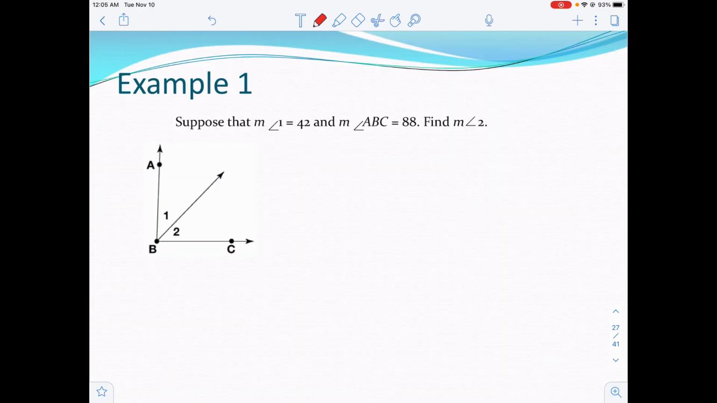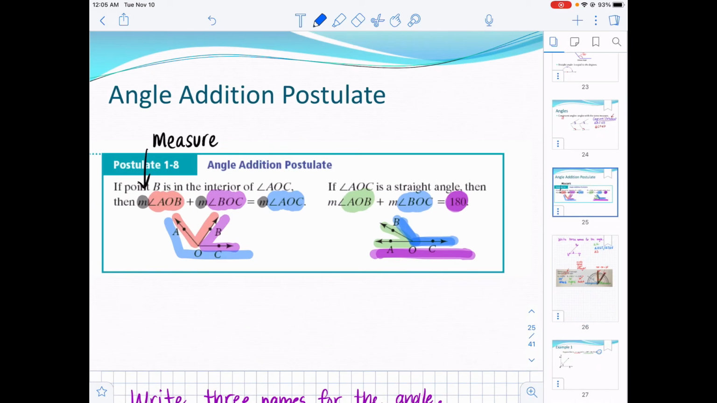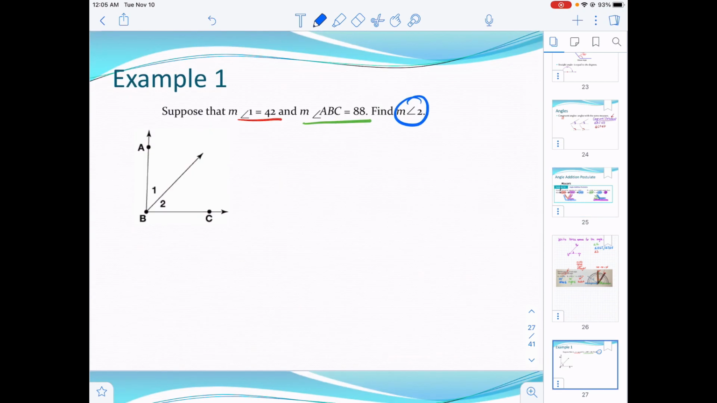So this next example, I'm going to go ahead and read it and see what we're going to do first. So it says, suppose that the measure of angle 1 is 42 degrees. And then suppose that the measure of angle ABC is 88 degrees. Okay, and they want me to find the measure of angle 2. So I think if I go back to my notes, I'm going to be using the angle addition postulate. I think that's what's going to be happening. So let's jump into it.